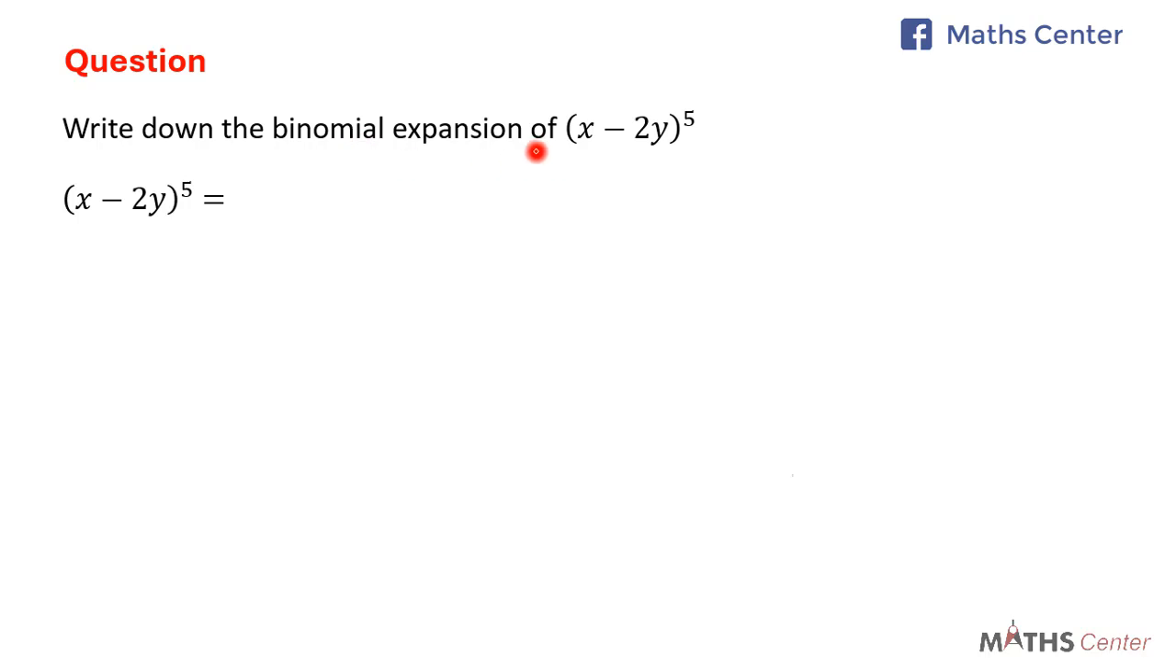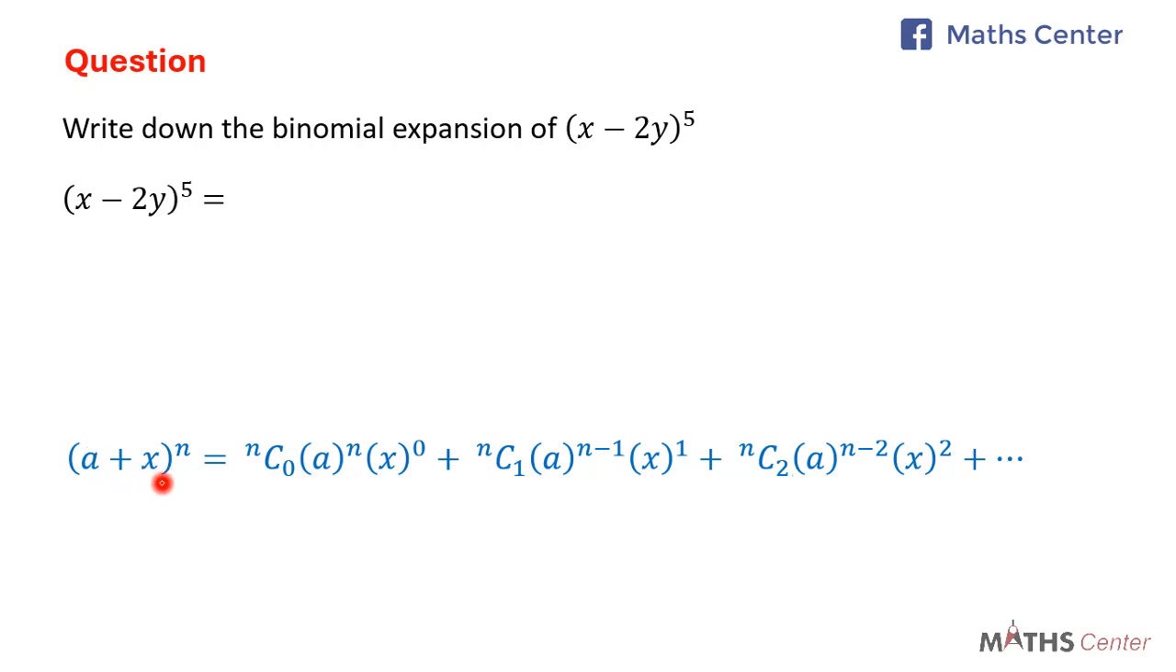Write down the binomial expansion of (x - 2y)^5. So here we are going to use the binomial theorem. You can also use the Pascal's triangle in this question because the question did not specify, but we want to use the binomial theorem here. So we know that from the binomial theorem, if we have (a + x)^n, this would be the expansion. Here we have (x - 2y)^5. So it means that n is 5. The exponent on the expression is 5.